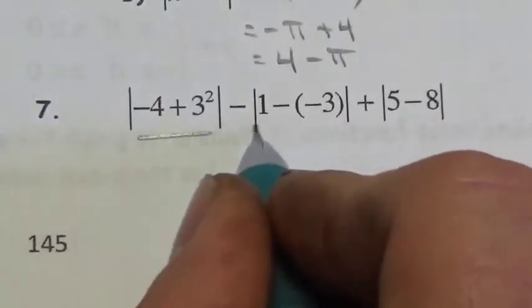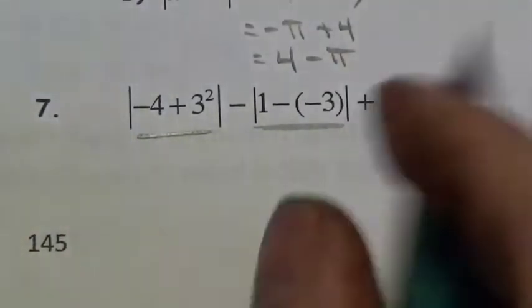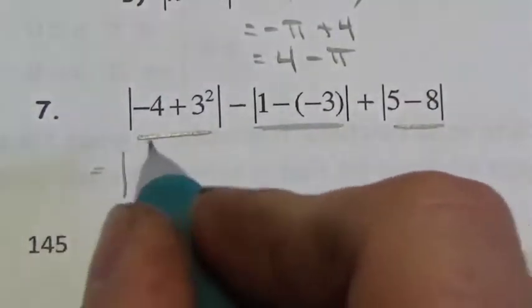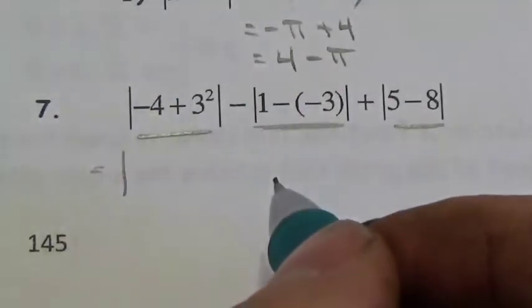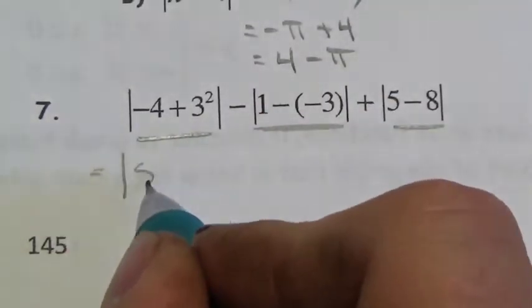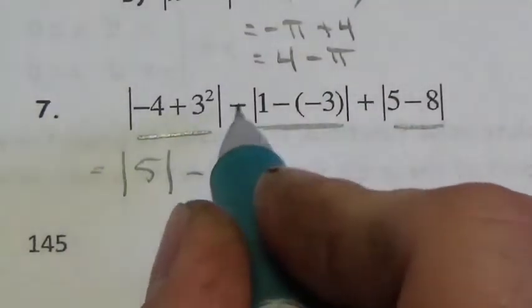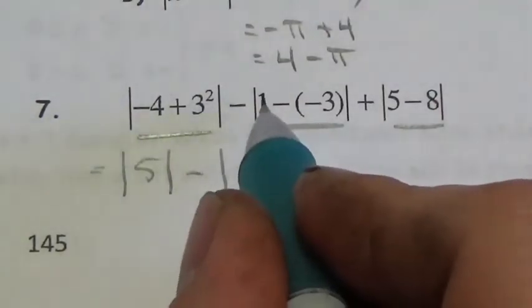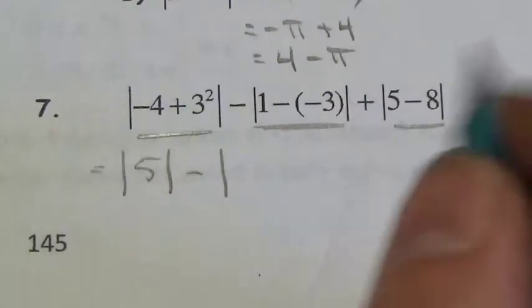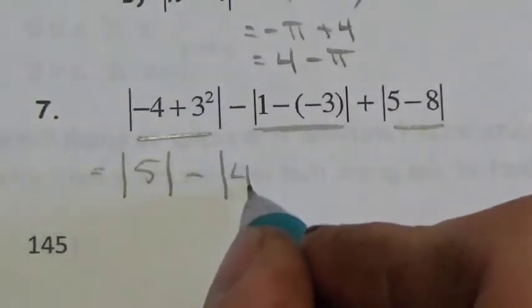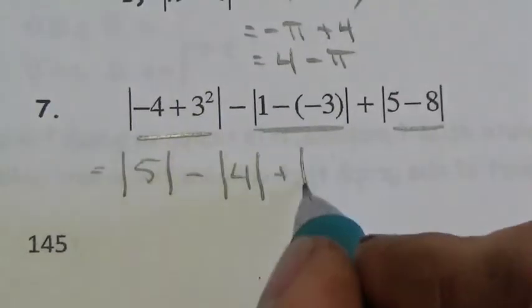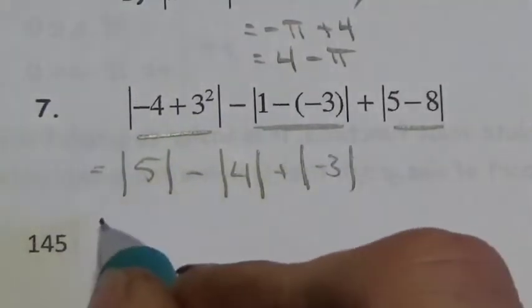Again, I'm going to look for those pairs of symbols so I know what's going on here. This is going to become the absolute value of, okay, well, 3 squared is 9, negative 4 plus 9 is 5. That negative is the in between them. This is going to be 1 minus negative 3. Well, 1 minus negative 3 is 1 plus 3, so this is going to be 4. And then here the absolute value of, well, 5 minus 8 is negative 3.